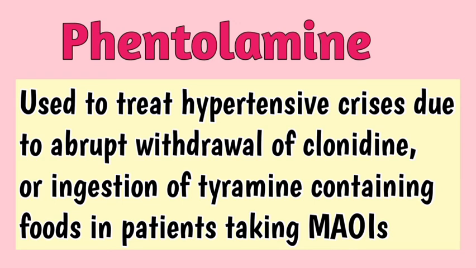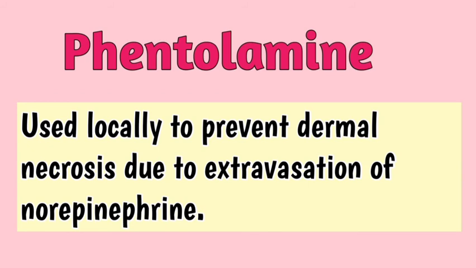Let me discuss the uses of phentolamine. As I have discussed in the sympathomimetics video, the use of tyramine is contraindicated in patients taking monoamine oxidase inhibitors as there are chances of hypertensive crisis. But what if hypertensive crisis occurs with the use of this combination? We can use phentolamine to treat such hypertensive crisis. Also, phentolamine can be used to treat hypertensive crisis due to the abrupt withdrawal of clonidine. Phentolamine is also used locally to prevent dermal necrosis due to the extravasation of norepinephrine.